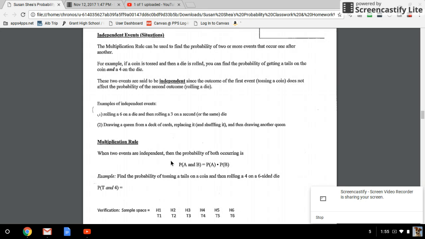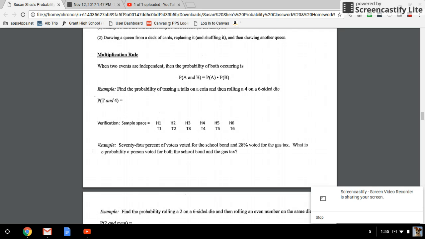Multiplication rule: when two events are independent and you want the probability of both occurring, you multiply. So, example: find the probability of tossing a tails on a coin and then rolling a 4. So the probability of tails is 1/2, and then rolling a 4 is 1/6. So verification, you can see that this actually is true. Remember, it's 1/2 times 1/6. So that's 1/12. And if you actually listed out all the options, you would notice that tails and 4 only happens 1 out of the 12 times, because 1/2 times 1/6 is 1/12.